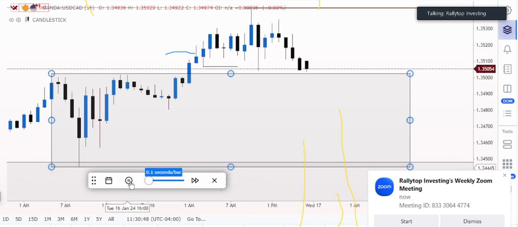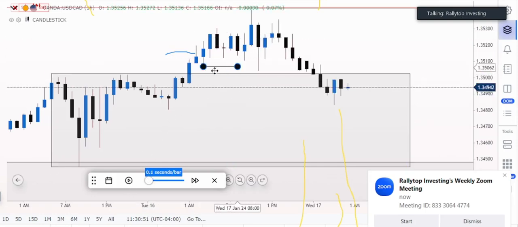So price has taken out this inducement here. Can you see that with this wick? It has taken it out to confirm this high. Now price has come into this, our order flow. This is the first order flow.